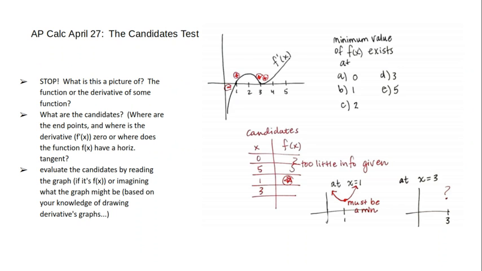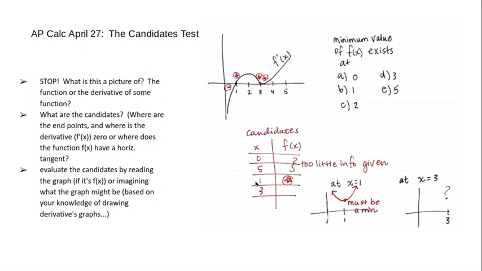Stop. What's the picture a picture of? It's a picture of the derivative of the function f. So what we want to know is, where does a minimum value exist? At 0, 1, 2, 3, or 5. So this is like multiple choice. So your candidates will be your endpoints of the interval, so 0 and 5.